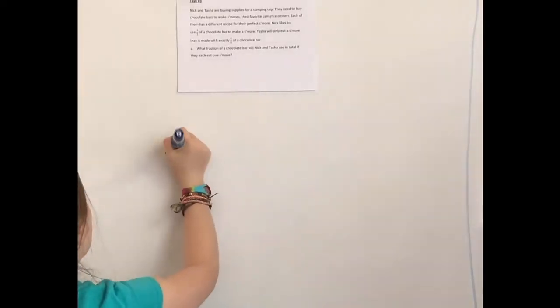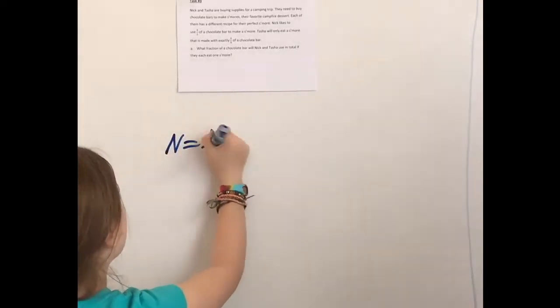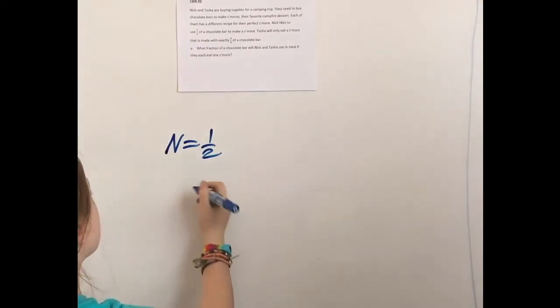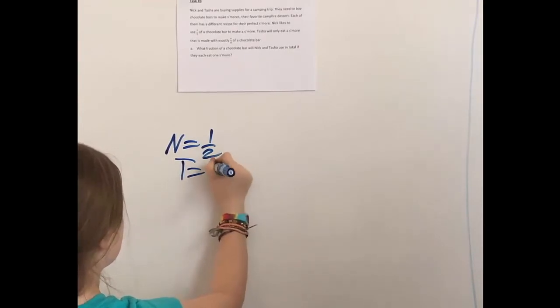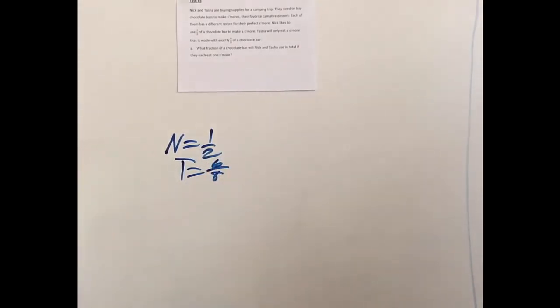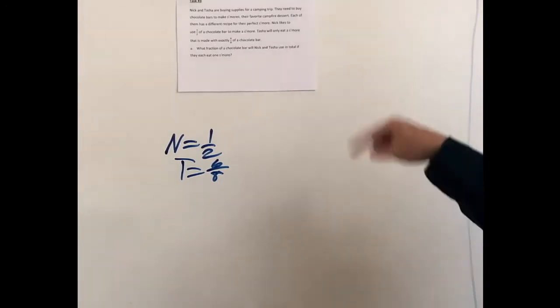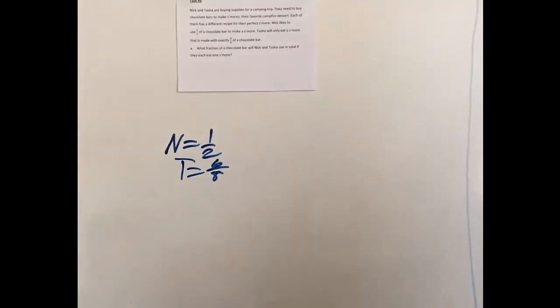So Nick wants to use 1/2 of a chocolate bar in his s'more. Tasha wants to use 6/8 of a chocolate bar in her s'more. Okay, hang on there. Let me ask you a question. What do you think just by looking at those two? Do you think they're going to use less than a whole chocolate bar, the same as a whole chocolate bar, or more than a whole chocolate bar between them? What's your thoughts there? More than a whole chocolate bar.